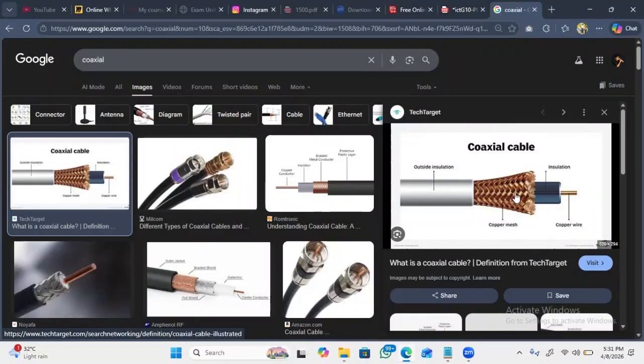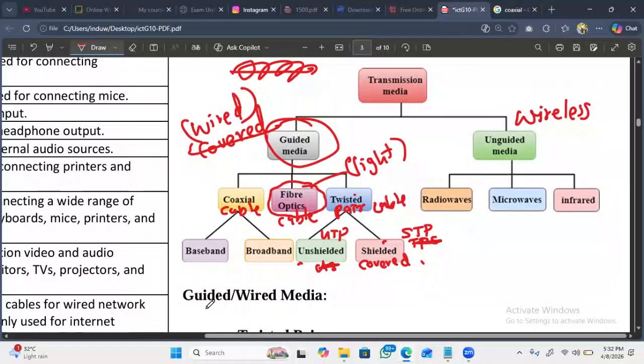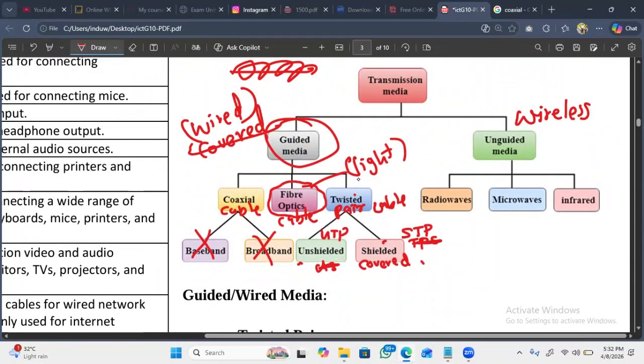Middle one, outer one. The twisted pair cable is two wires twisted. Here, one wire in the middle, one wire outside. Right? That is simply coaxial cable. So in the coaxial cable, baseband, broadband, no need. Those things are not needed to discuss for your level. Now the guided media is okay. Guided media means wired media.